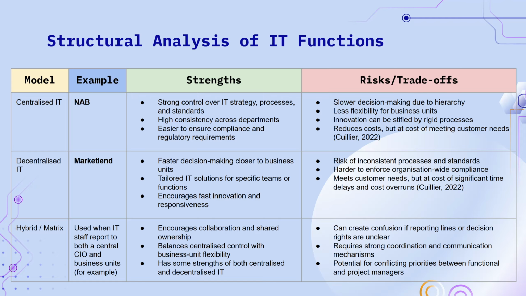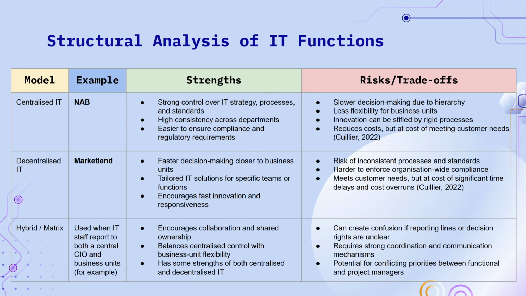These encourage responsiveness and innovation because the people closest to the problems can make decisions quickly. Risks include inconsistent processes across the organization, challenges in enforcing organization-wide compliance, and potential duplication of effort. Hence, decentralized IT trades some control for agility and adaptability, which is key to a lot of SMEs.